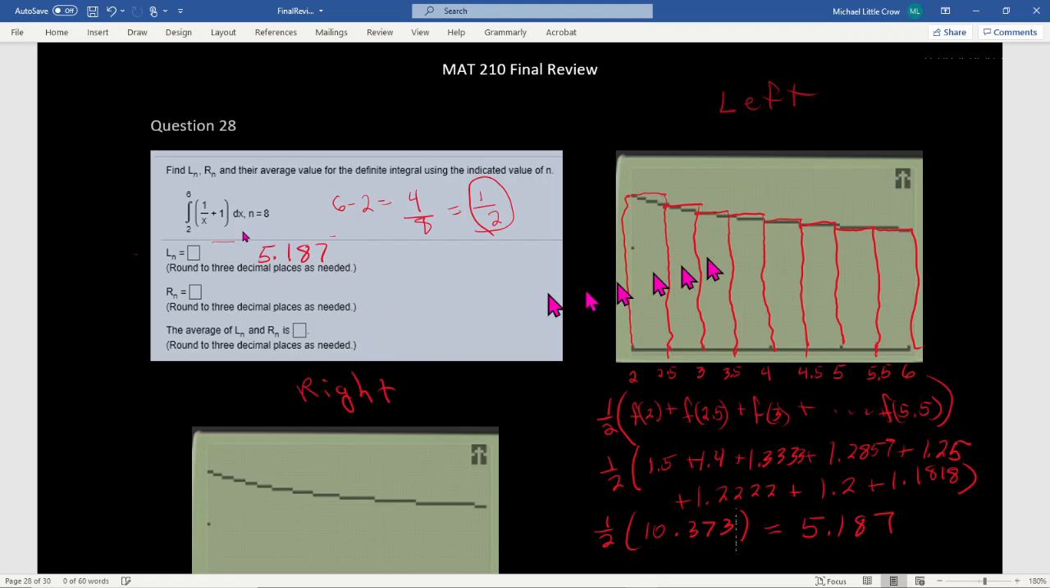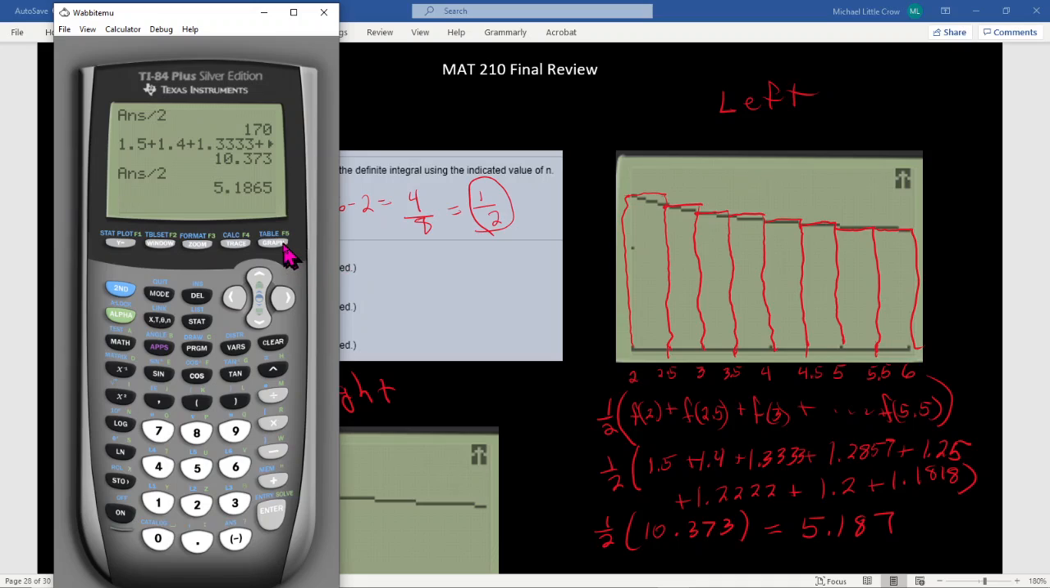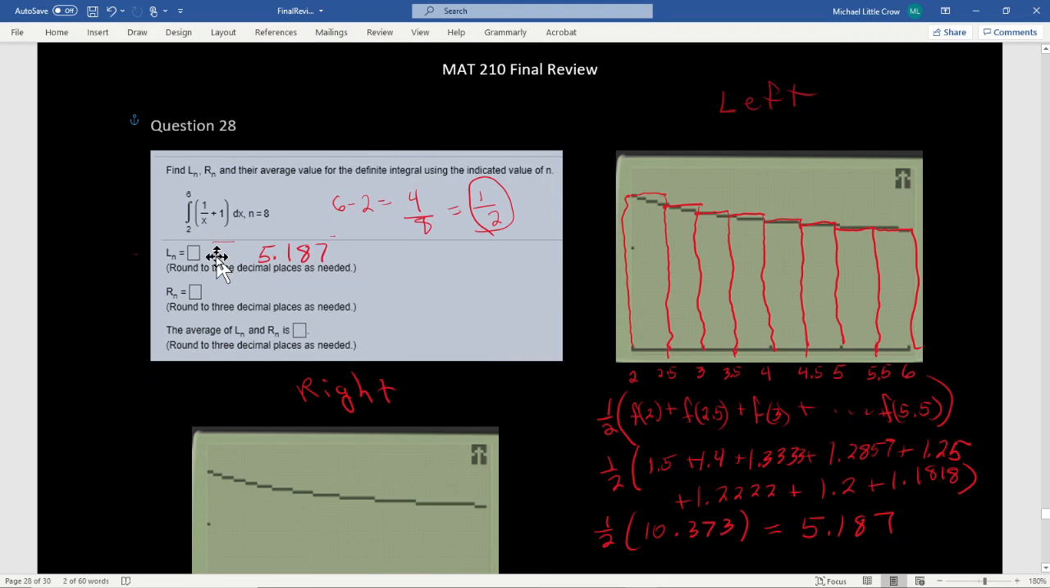5.187. And again, you see what we're doing. As a check, since we've got the graph here, back to the graph, let's use the calculator feature, second calc number 7, to calculate not the Riemann sum, but the exact integral going from 2 to 6. You can see, fill it all in, and it tells us 5.099. If we round that, 5.099.